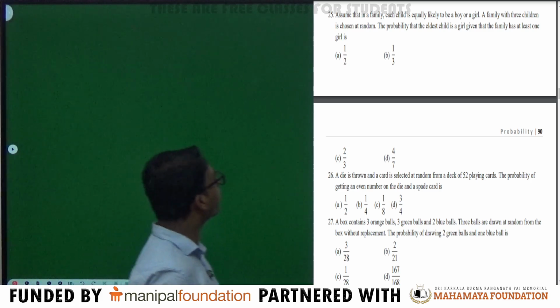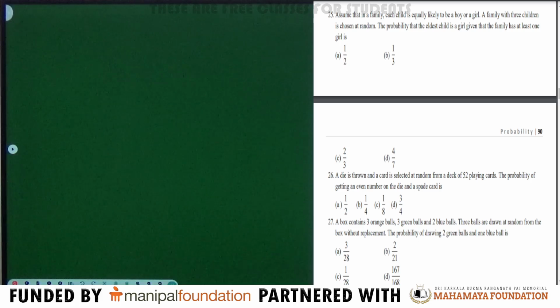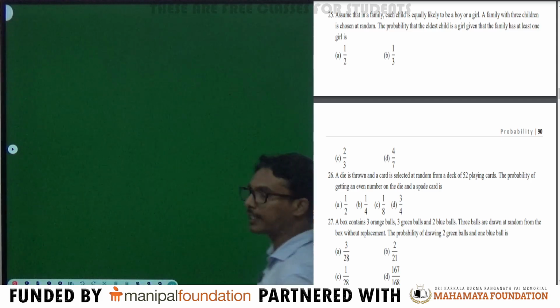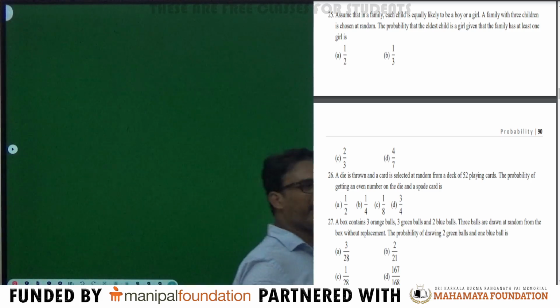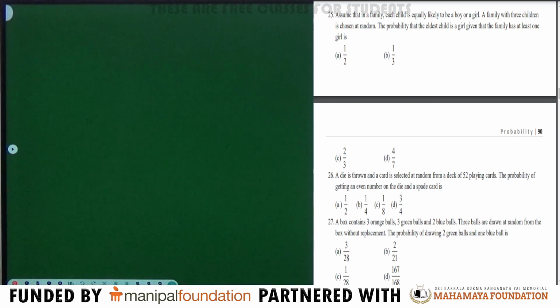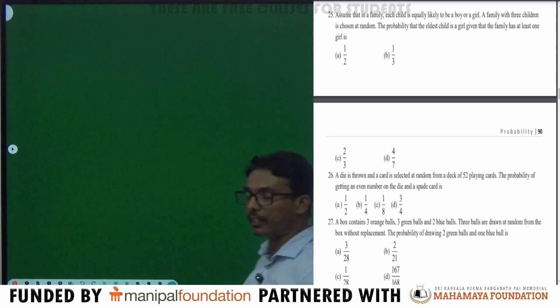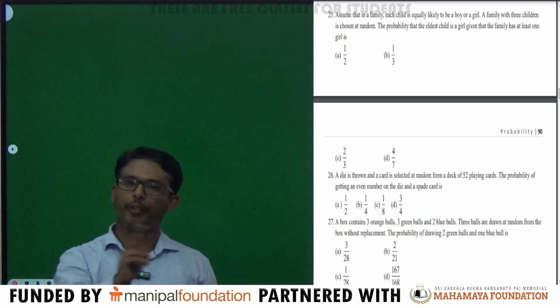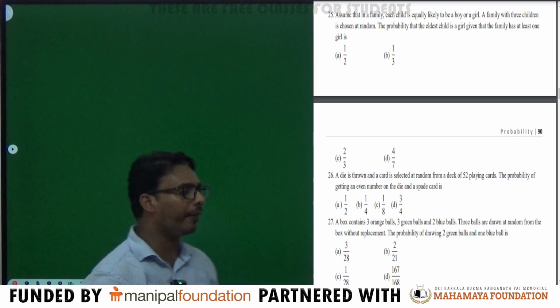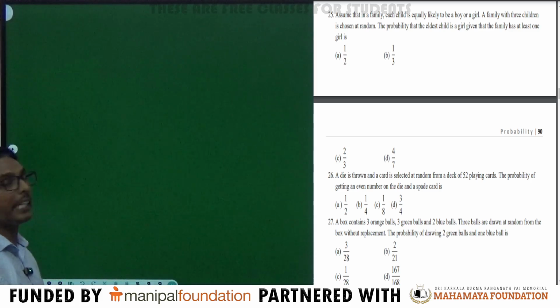Next question. A die is thrown and a card is selected at random from a deck of 52 playing cards. Then the probability of getting an even number on the die and a spade card is? So in this question there are two events. One is throwing a die, the other is drawing a card from the pack of 52 playing cards. These two events are different events, so they are independent events. Therefore, this problem is based on independent events.